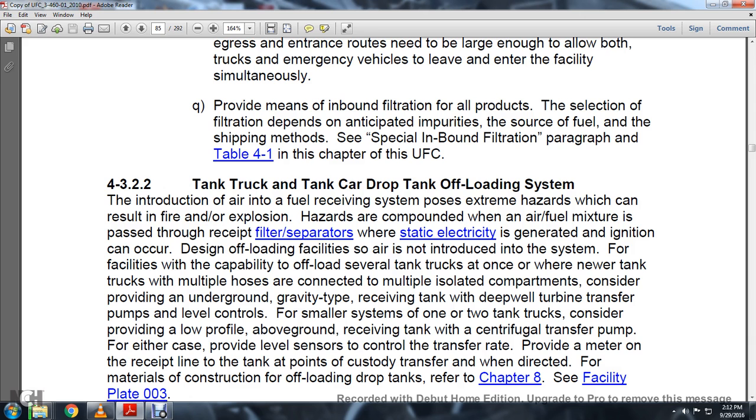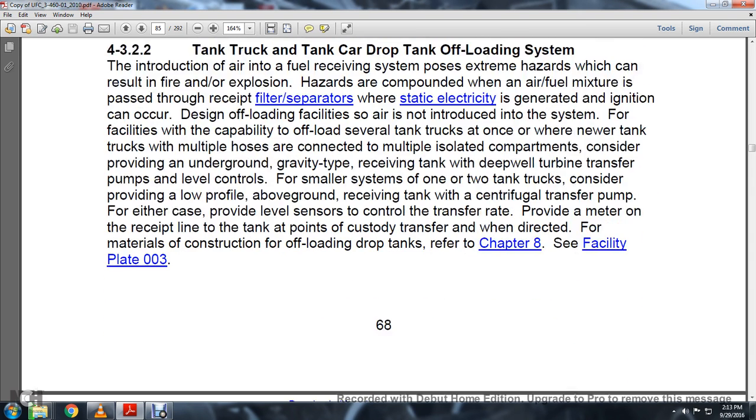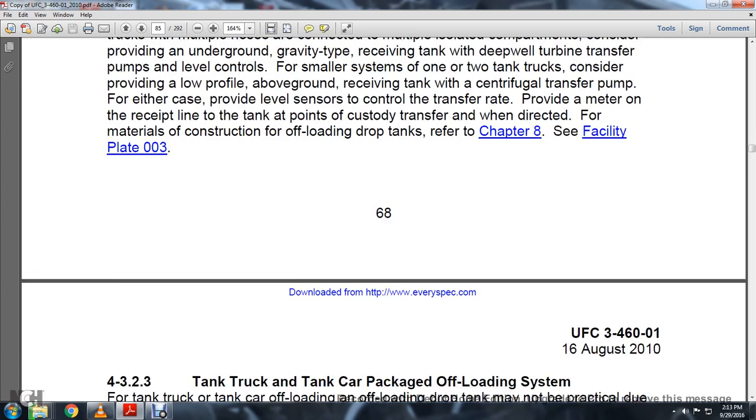Where a tank truck has multiple hoses connected to multiple isolated compartments, consider providing an underground gravity type receiving tank with a deep well turbine transfer pump and level control. For a smaller system with one tank truck, consider providing a lower profile aboveground receiving tank with a centrifugal transfer pump. In either case, provide level sensors to control the transfer rate. Provide a meter on the receipt line to the tank at the point of custody transfer, and when directed for a materials construction offload tower drop tank, refer to chapter 8, see facility plate 03.